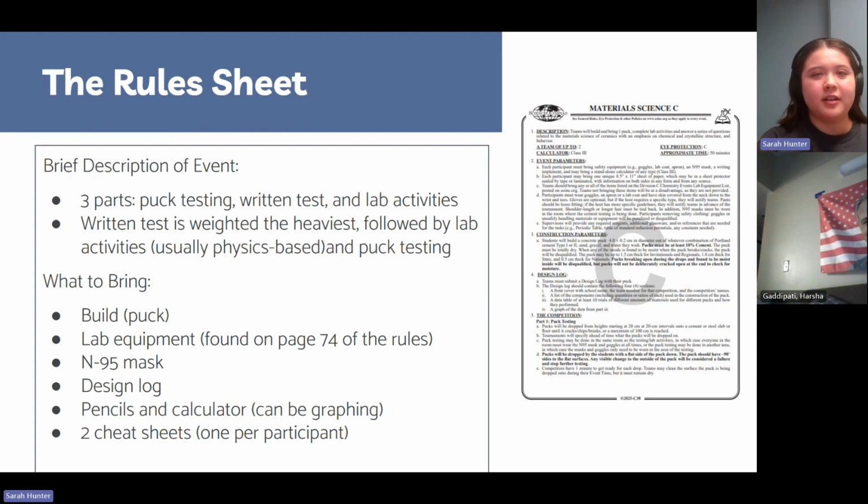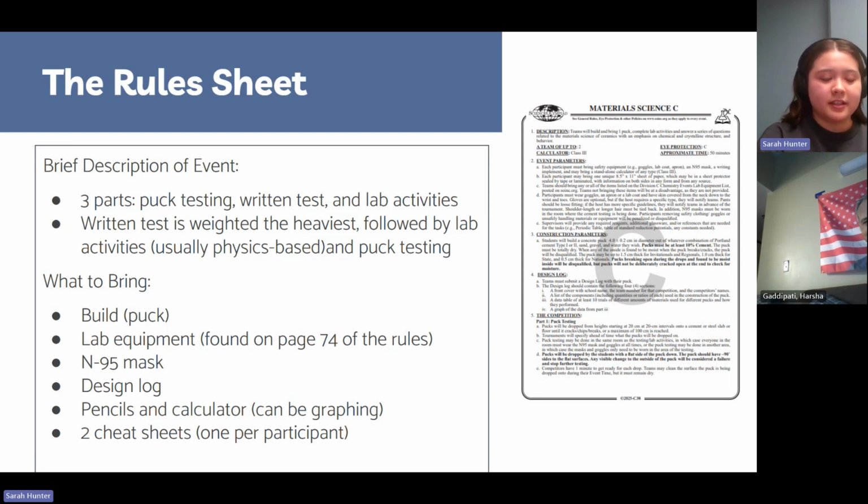So a brief description of the event. There are 3 parts of this event, which is a lot. Usually there are only 2, but for this event we have puck testing, which is where you test your build, and I'll get into the puck stuff later. And then we have the written test, and we have the lab activities. All these sections are weighted differently. The written test is worth the most amount of points. According to the rule sheet, it's 50 points max. And then the lab activities is weighted second highest, which is 32 points max. And then after that is the puck testing and the design log.